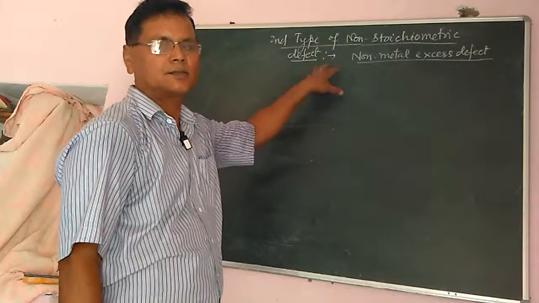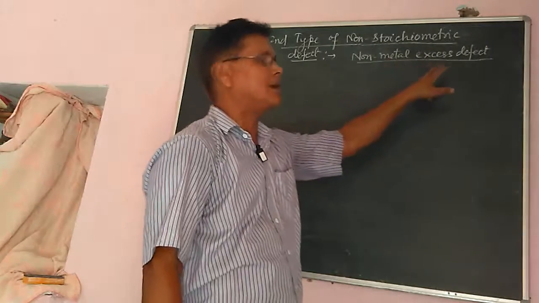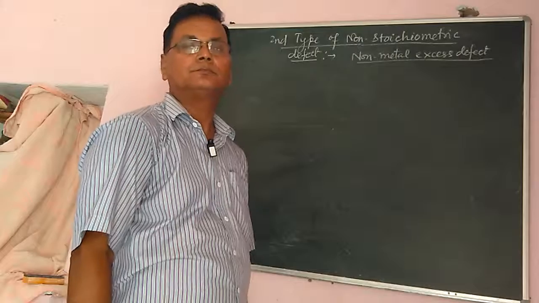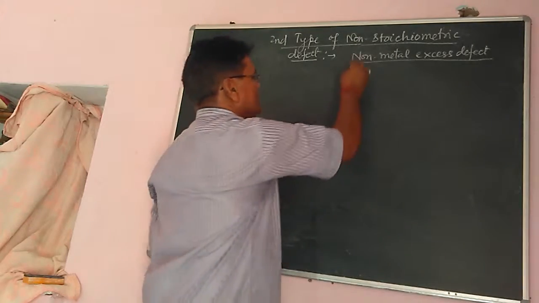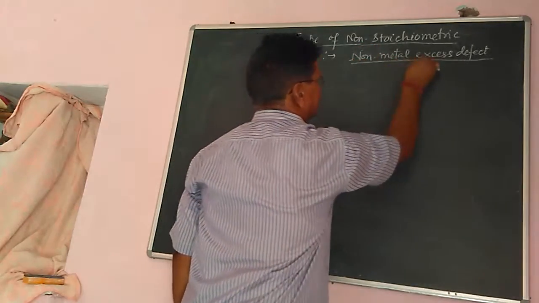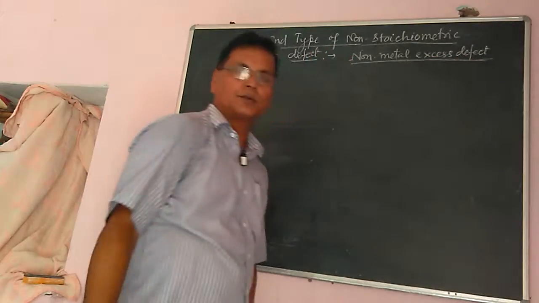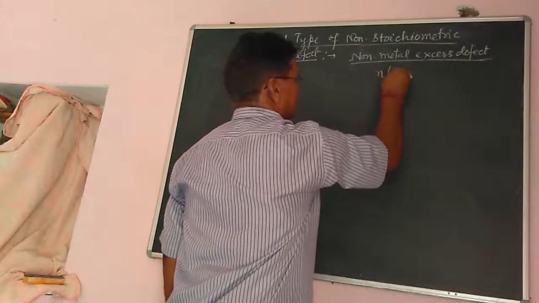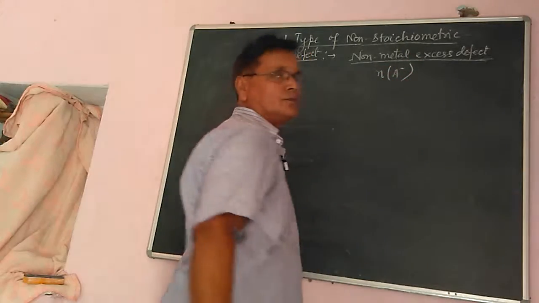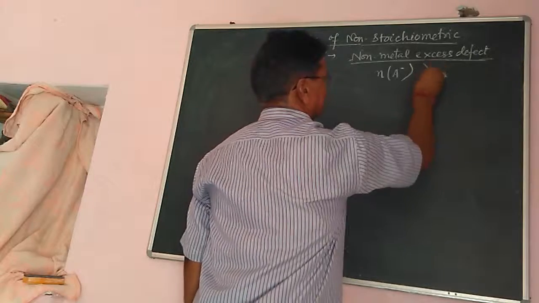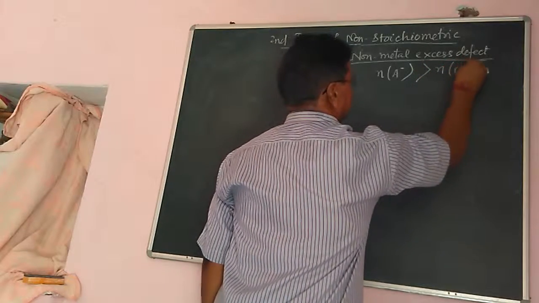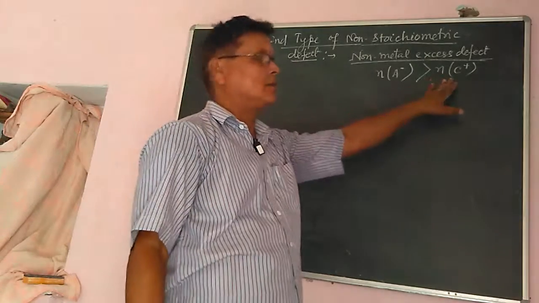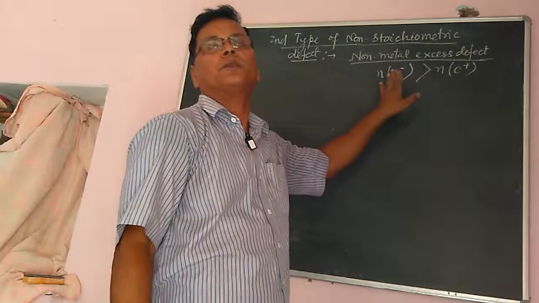Non-stoichiometric defects. Its second type is the non-metal excess defect. I had explained the metal excess defect in detail. Now I am going to discuss the non-metal excess defect. It means the number of anions would be in excess of the number of cations. The number of cations must be less than the number of anions.